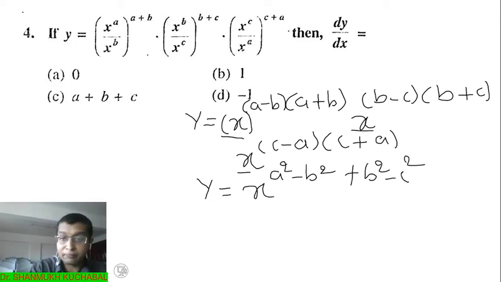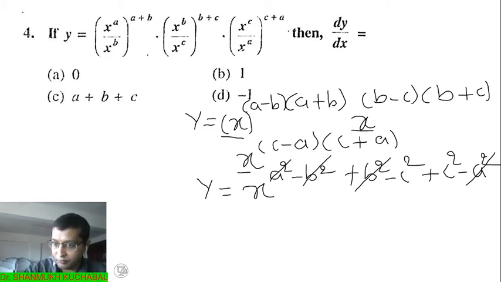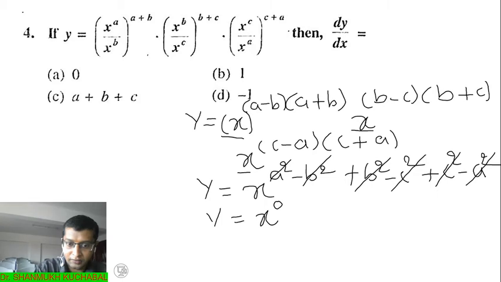Next, (c plus a) into (c minus a) is c square minus a square. Further, plus a square minus a square cancels, then plus b square minus b square cancels, plus c square minus c square cancels. So we get x raised to 0, y equal to x raised to 0, which is 1.